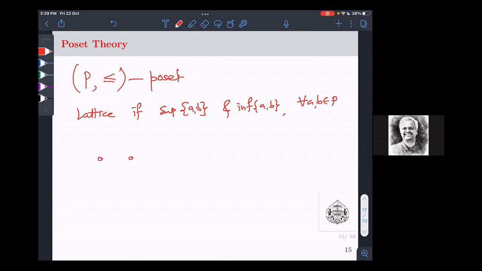Simple example you can see here. This is a Hasse diagram of a poset, right? And let me go for A, B, C, D. Let us name it. As I told you in the last lecture, the smallest element is denoted by 0.